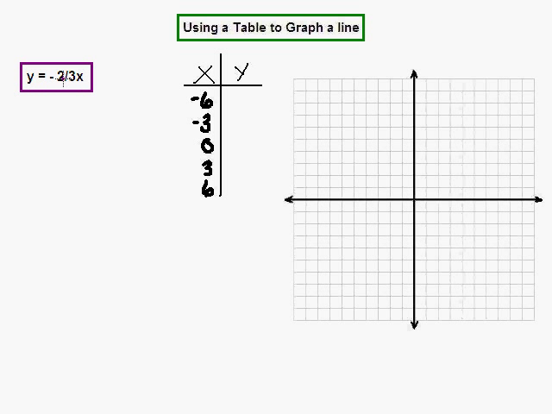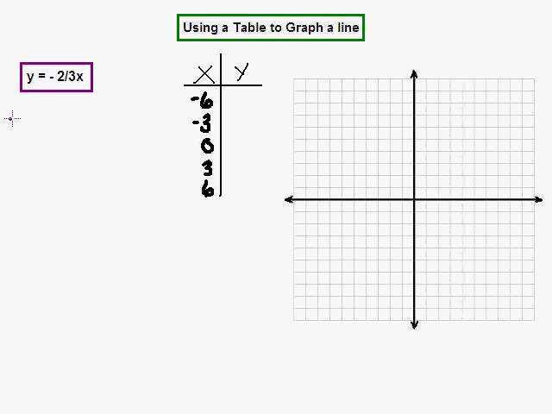Now remember, the 2/3 and the x, when they're together like that with no operation in between them, it always means multiplication. So this is really y equals negative 2/3 times x. So what we're going to do is substitute these x values into our equation to find our y values. So let's go ahead and substitute negative 6 in.